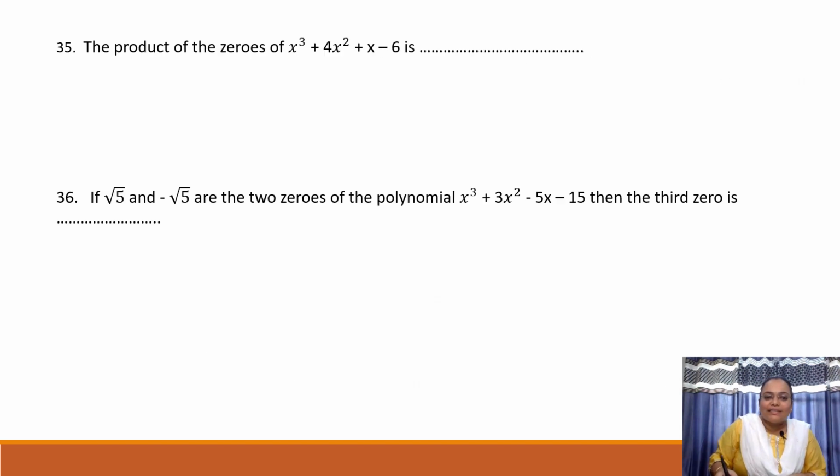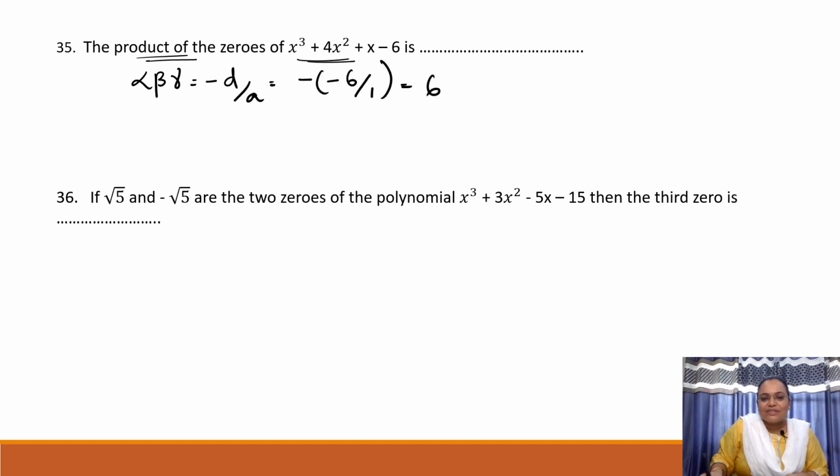The next one is the product of zeros of this cubic polynomial. As it is a cubic polynomial, what is the product of zeros? Product of zeros is alpha beta gamma, which is minus d by a. Right? What is minus d by a? That is minus of minus 6 by 1, which is 6 only.